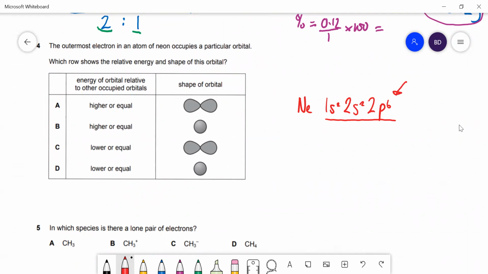Compared to the energy of the 2p, it was the highest one, so it's going to be higher or equal. So it's got to be A or B, and these two are wrong. And what is the shape of the p orbital? Well, obviously it's that one there. So the answer is A.